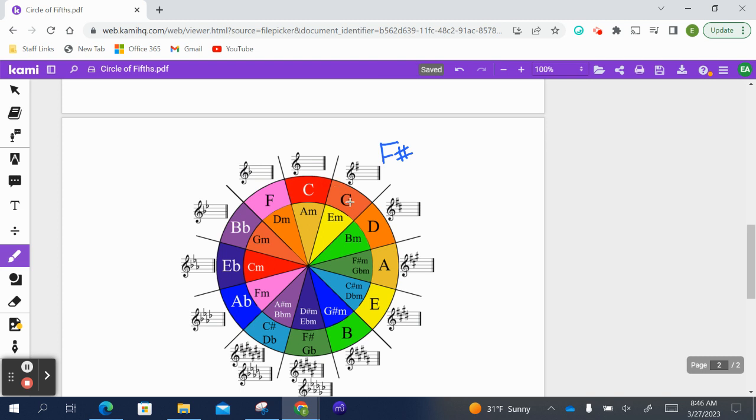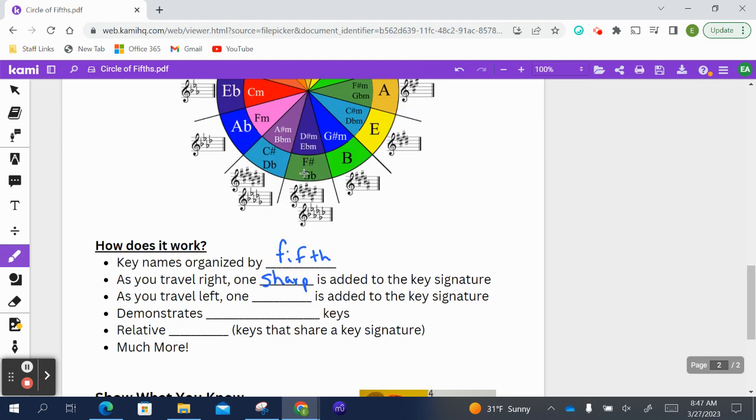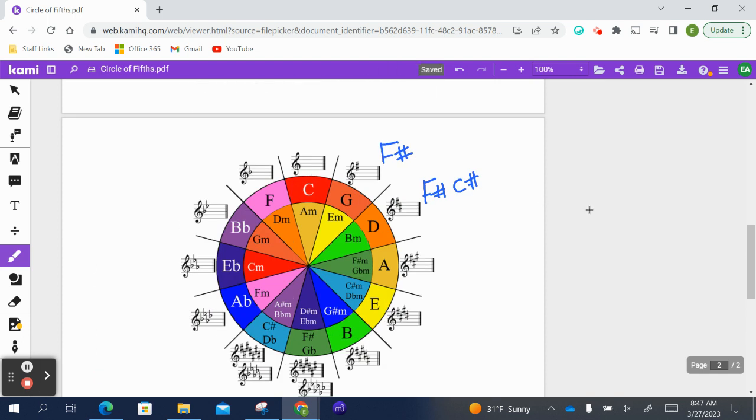If you go a fifth higher from the key of G to the key of D, we get to 2 sharps, which we know are F sharp and C sharp. And I could keep going around, but you can see we're going up by a fifth, and every key adds an extra sharp. It happens the same way counterclockwise. As you travel to the left, 1 flat is added to the key signature. So starting again with the key of C, no sharps, no flats.